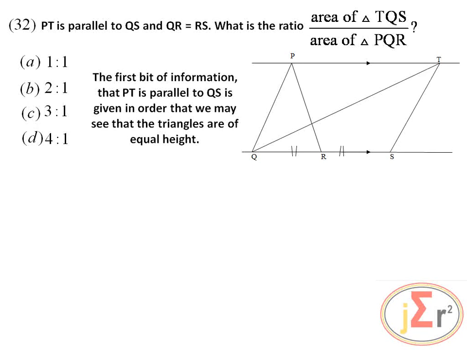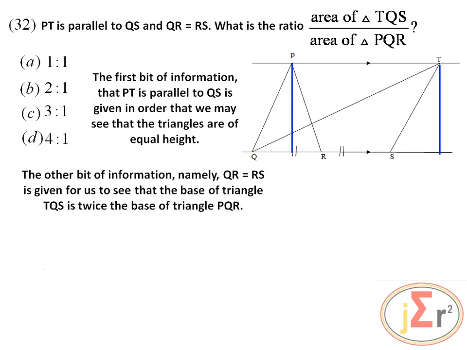The first bit of information, that PT is parallel to QS, is given in order that we may see that the triangles are of equal height. That is very, very important. The triangles are of equal height. So we are sure that the heights of the triangles are equal. So we have the height of the first triangle, and we see that it is equal to the height of the second triangle.